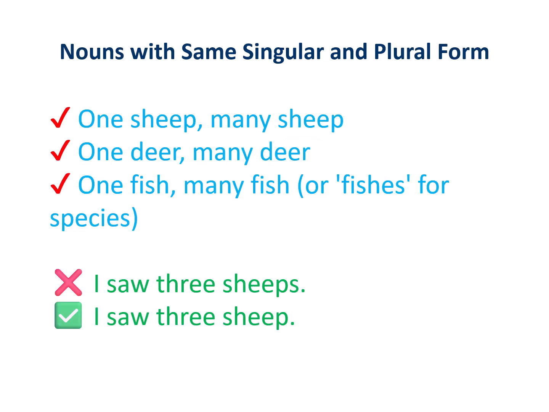Some nouns have the same form for singular and plural. Sheep is one of them, we say one sheep and many sheep. The same goes for deer and fish. Saying 3 sheeps is incorrect, it should be 3 sheep.